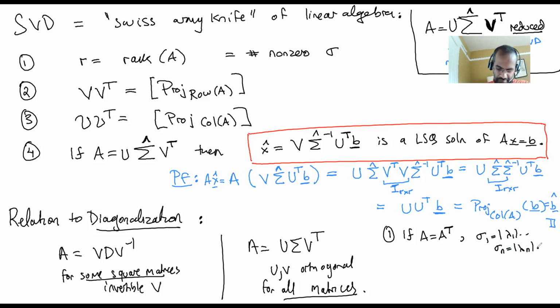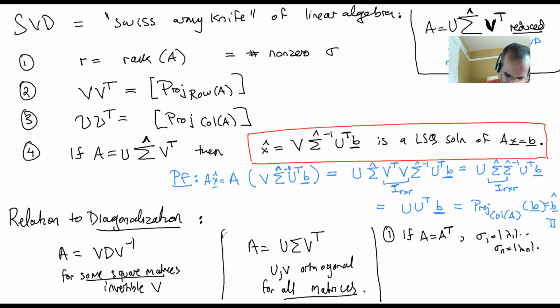Professor, if you don't mind, in your proof, when you subbed in x hat, shouldn't the sigma hat be inverse? Yes, thank you. That was a mistake. Of course, I even used that in the next step. Yes, thank you. Right. So, okay.